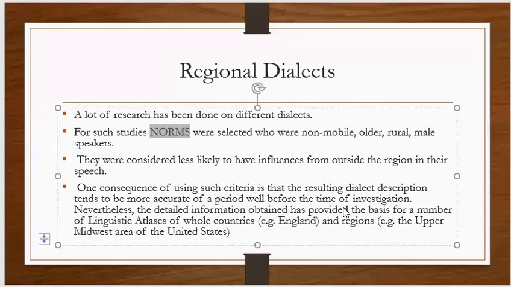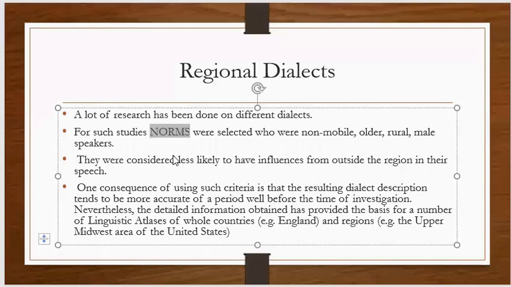Now, one consequence of using such criteria is that the resulting dialect description tends to be more accurate of a period well before the time of investigation, right? The problem with selecting these norms is that the dialect which we are exploring and describing is not of recent time or for the future. Rather, that description is of a language that was there even before we conducted the research, right?